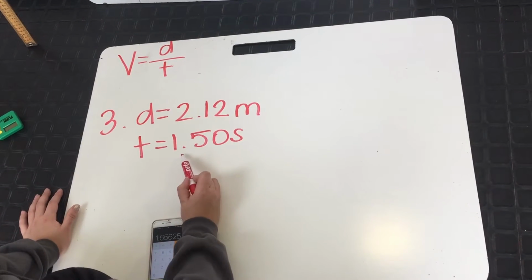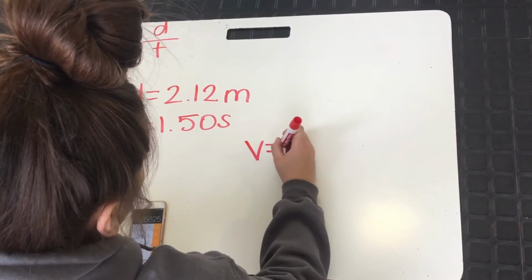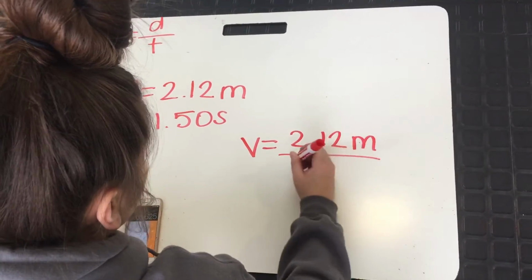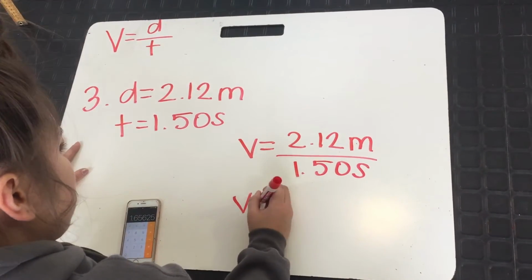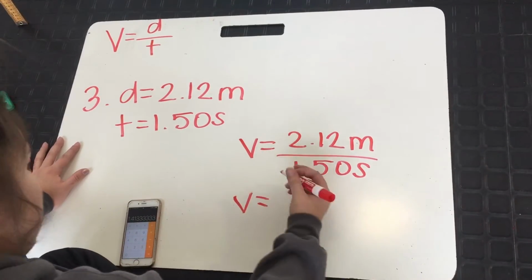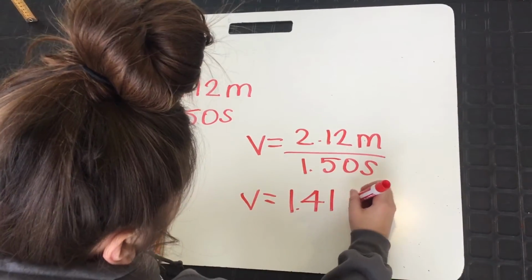Lastly, our distance is still 2.12 meters for our third trial, but with a time of 1.5 seconds. So we will take 2.12 meters over the 1.5 seconds. And the answer for the wave speed of the third trial is 1.41 meters per second.